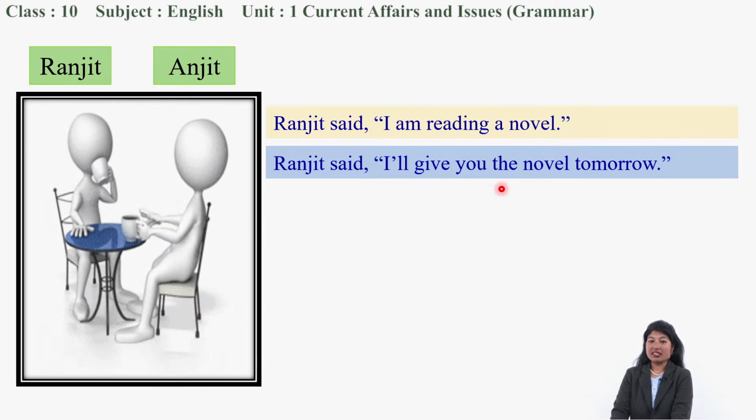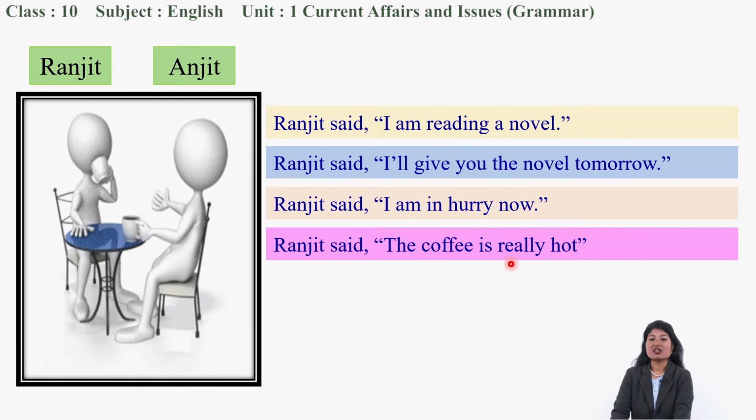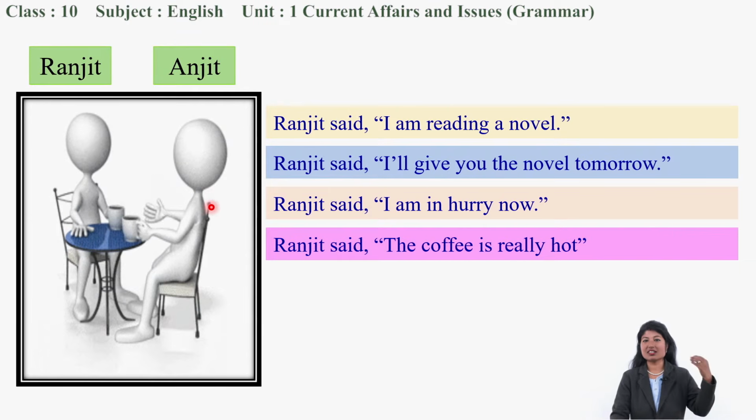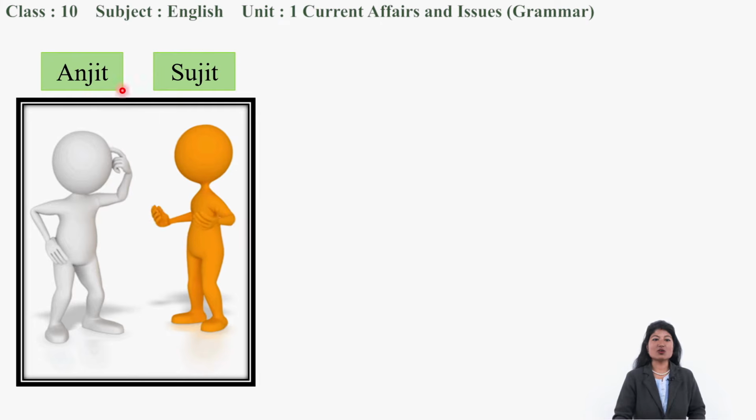Ranjit said, "I'll give you the novel tomorrow." And he said, "I'm hungry." Ranjit said, "I'm in a hurry now." Ranjit said, "The coffee is really hot." So these are all expressions by Ranjit, and Anjit listened to all of them. Then Anjit goes to meet Sujit, and Sujit asks what happened in the meeting with Ranjit.